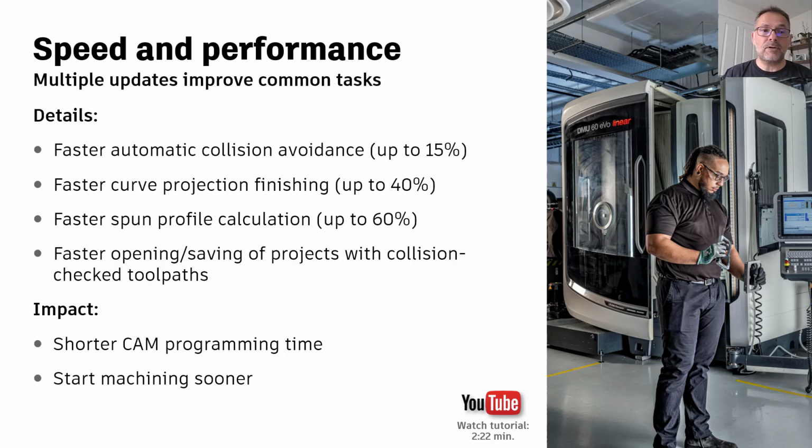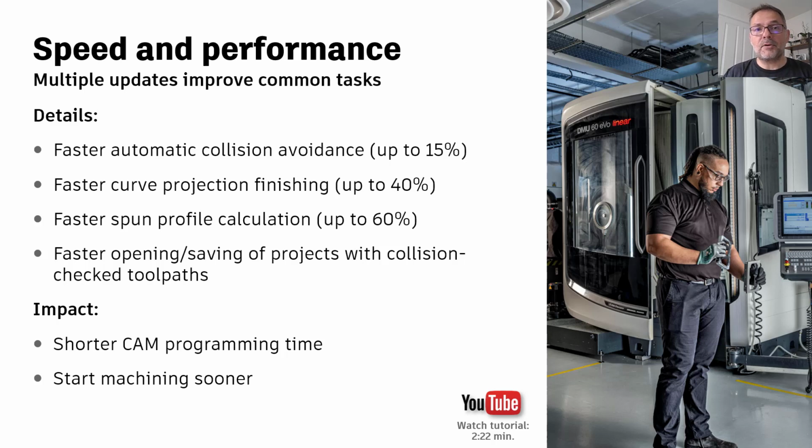The next area that's been improved is our curve projection finishing strategy. And this has been sped up by around about 40% in many cases. Again, the exact gains will vary depending on your computer and the sorts of models that you're programming. Our spun profile calculation functionality has also been sped up in PowerMill 2023, and we're seeing speed gains of up to 60% in this case. And this is principally because we've improved the use of multi-threading functionality for this particular strategy.